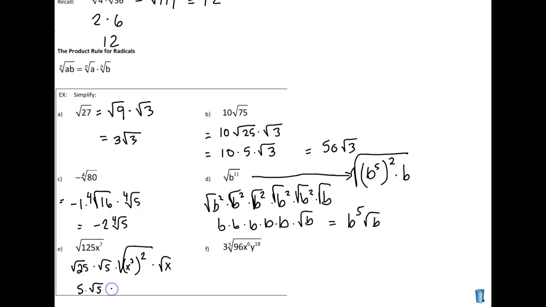This becomes an x to the third. And this becomes square root of x. Anything that's inside the radicals needs to stay in, and then everything on the outside can be put together. So this becomes 5, x to the third, and then I have the square root of 5 and x that stay inside the radical.